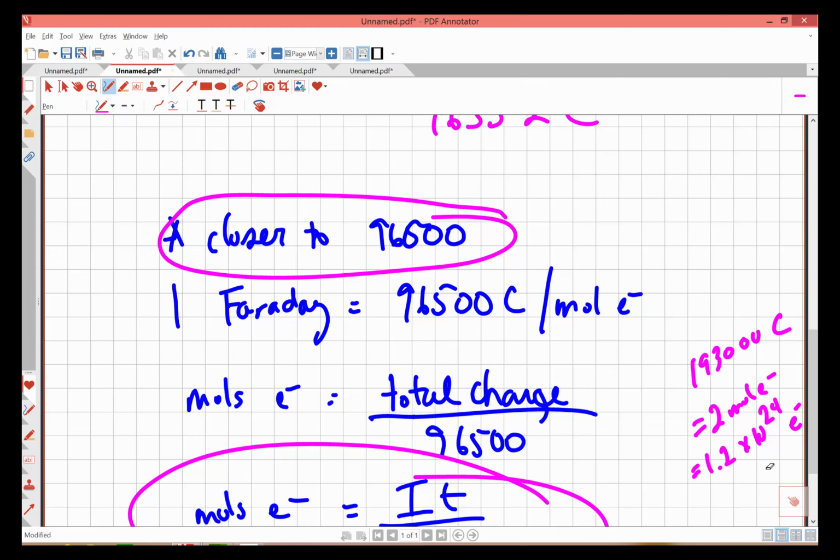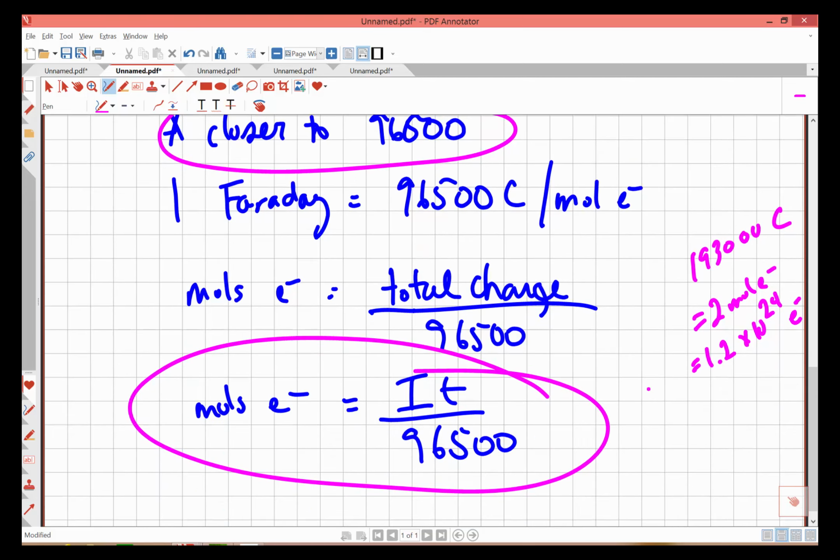You could take the total charge, whatever it might be, and figure out either how many moles of electrons you have by dividing by 96,500, or how many individual electrons you have by dividing by 1.6 times 10 to the negative 19. And of course we can adapt that formula to IT, because that's what total charge is equal to. I showed you that formula over 96,500. This is on your formula sheet, so you'll need to use it.